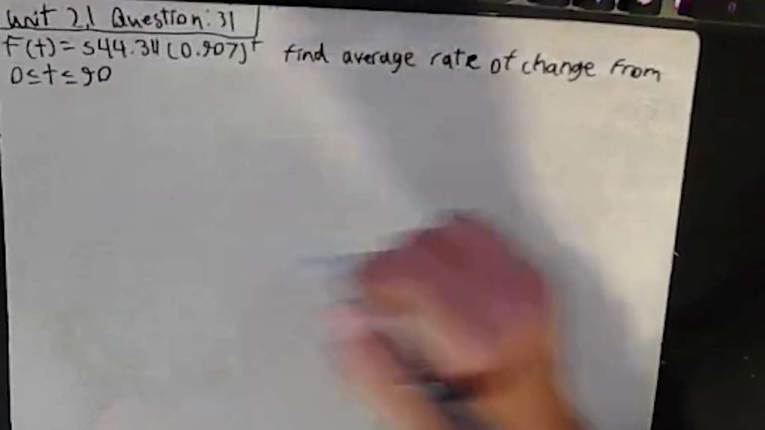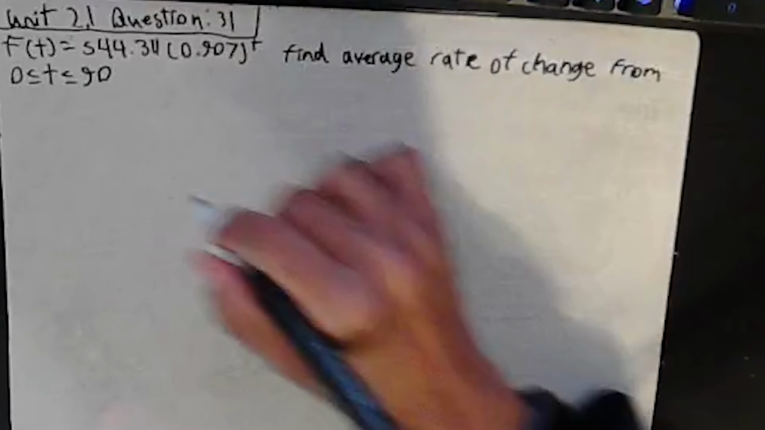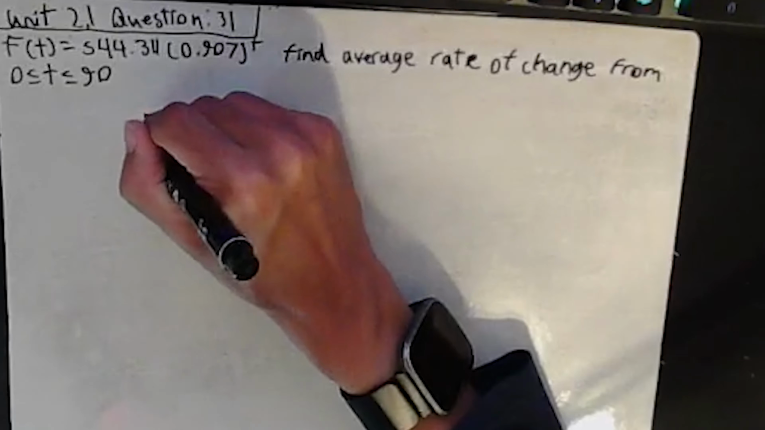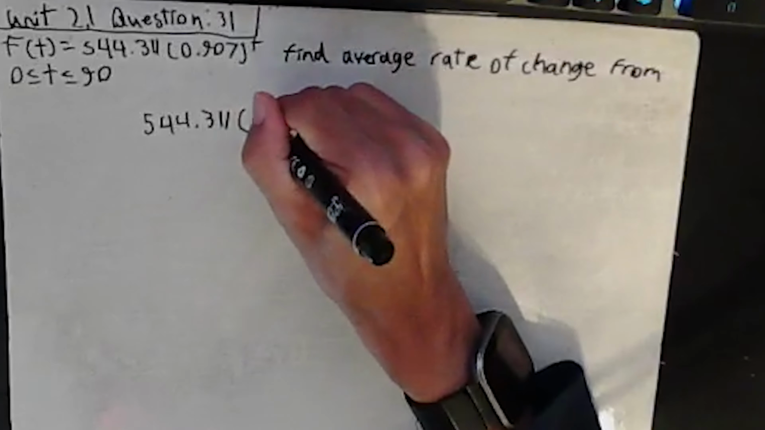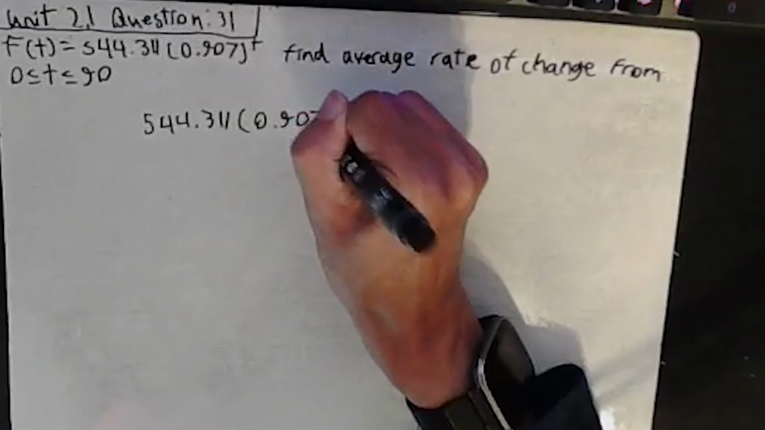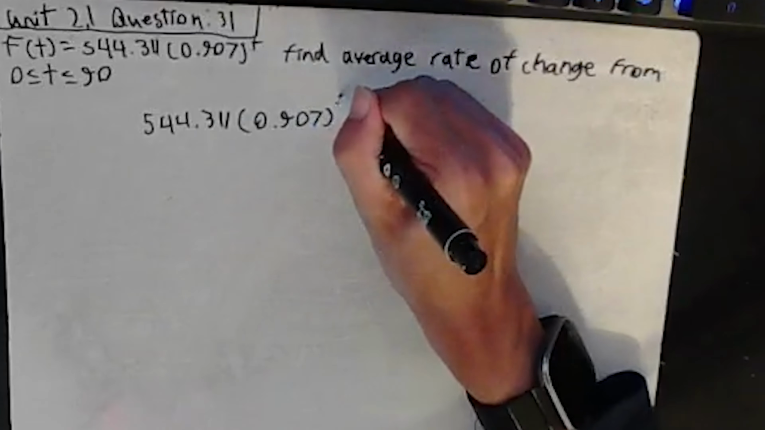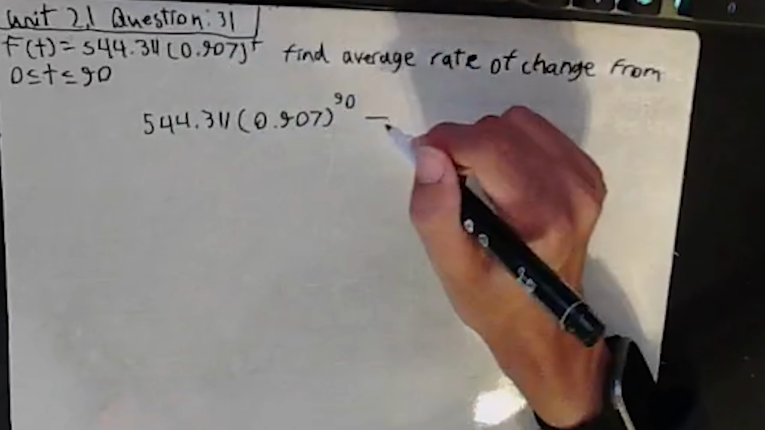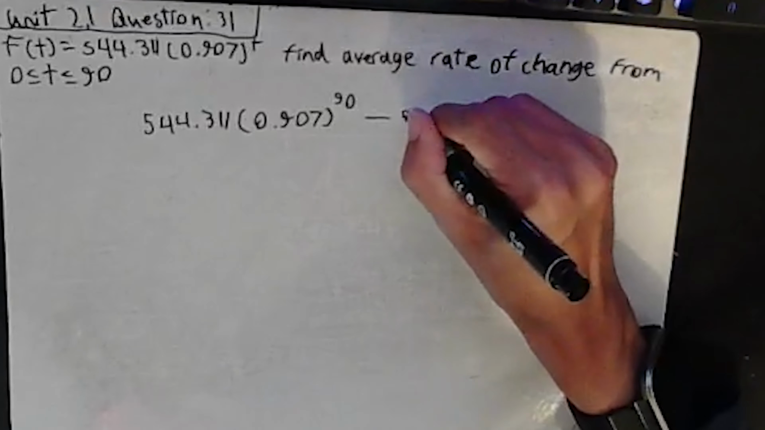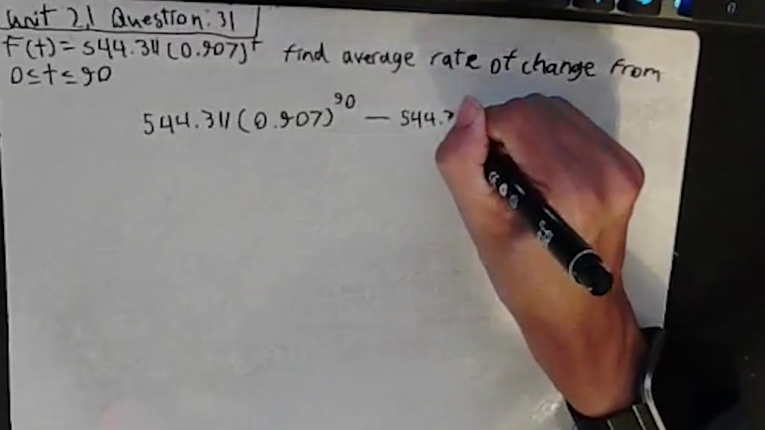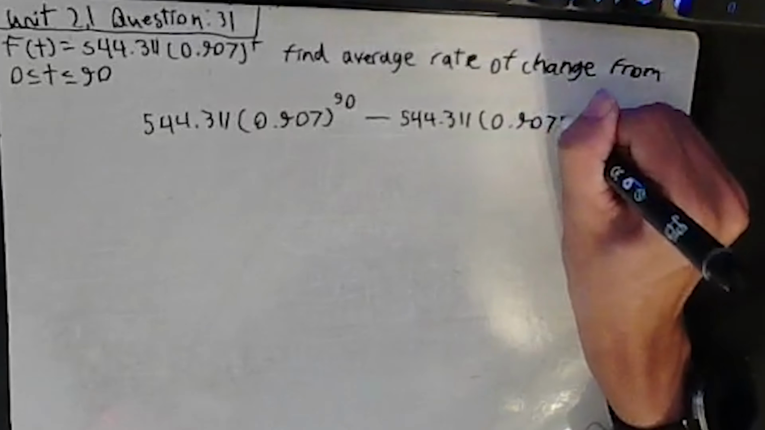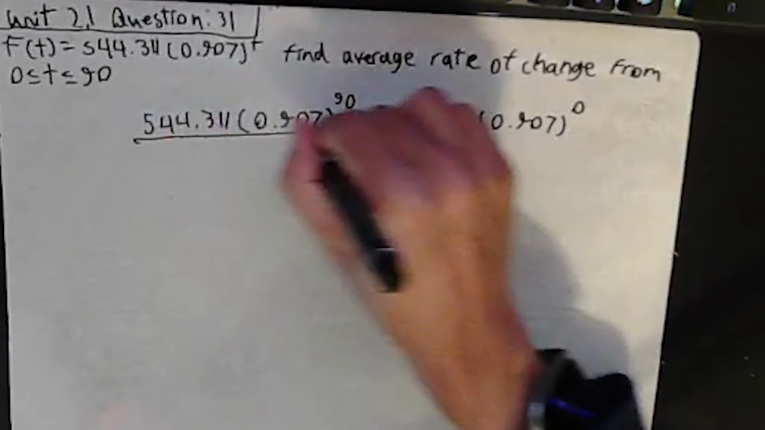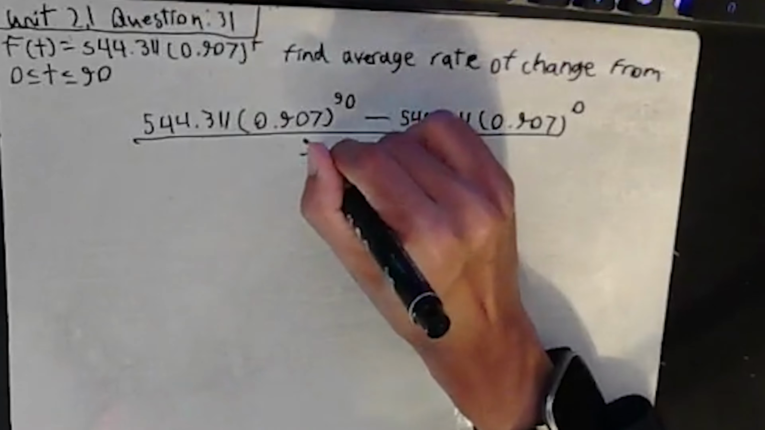So, remember our formula for the average rate of change. We're first going to plug in 90 into all the x's. So we get 544.311 times 0.907 to the 90th power. And now we're going to plug in 0 for all the x's. So 544.311 times 0.907 to the 0th power, all over 90 minus 0.